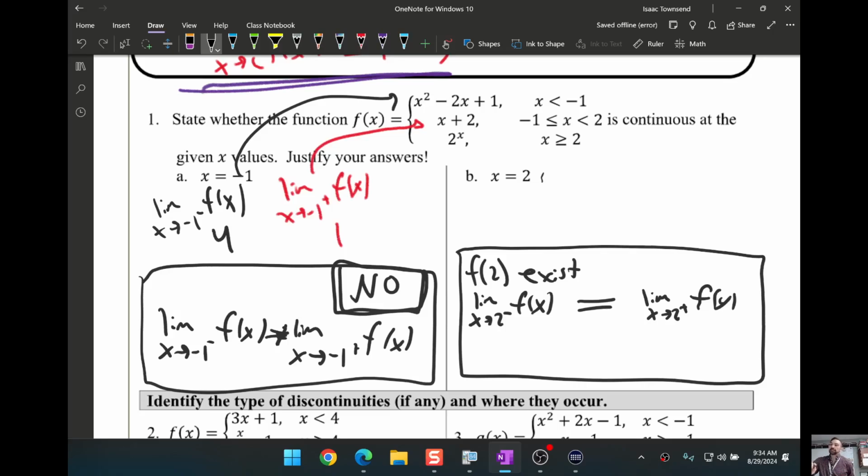Okay, and then the last part is we need to make sure that the point is the same value as the limit. So the limit I just said was 4. The limit as x approaches 2 was 4. What was f of 2?